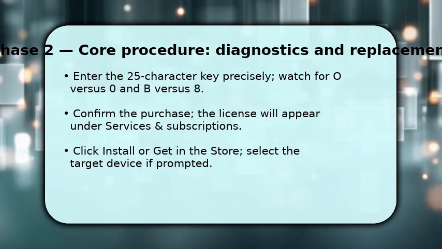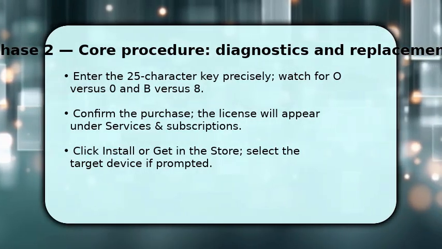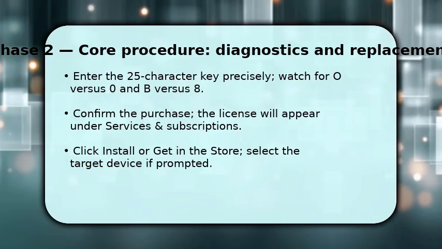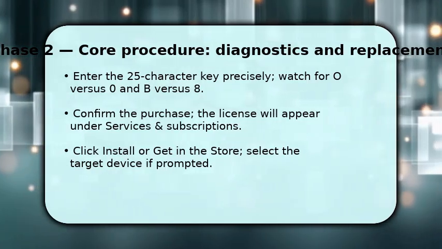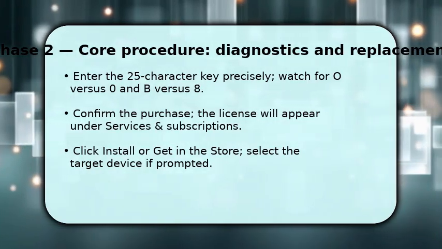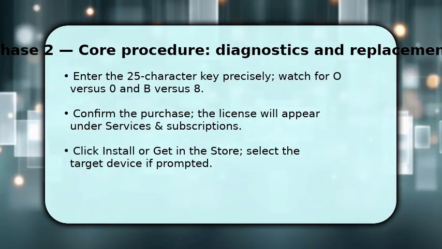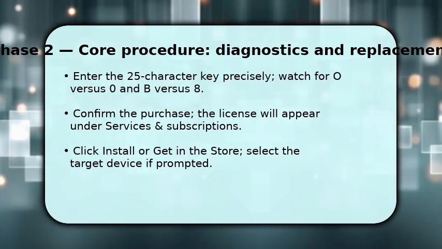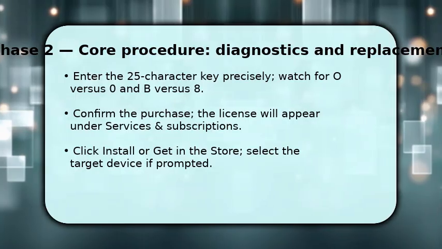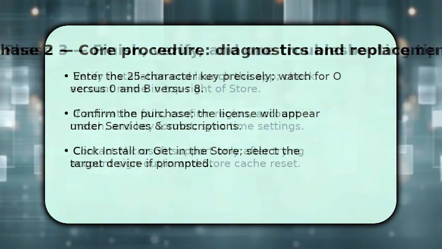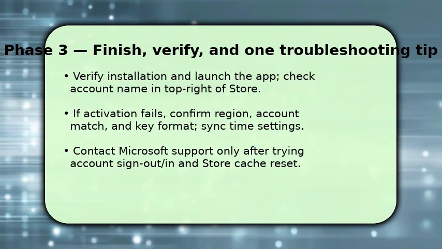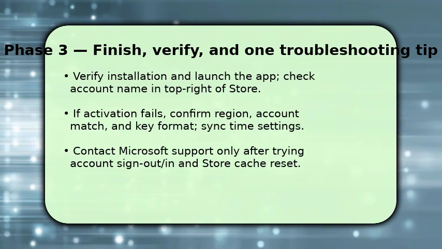Once validated, the app or content will show as available under your account services and subscriptions, and the store will give an install or get button. Click that and choose the device if asked. This ties the license to your account and begins the download and installation automatically. Finish by launching the app and confirming it's activated under the same Microsoft account.